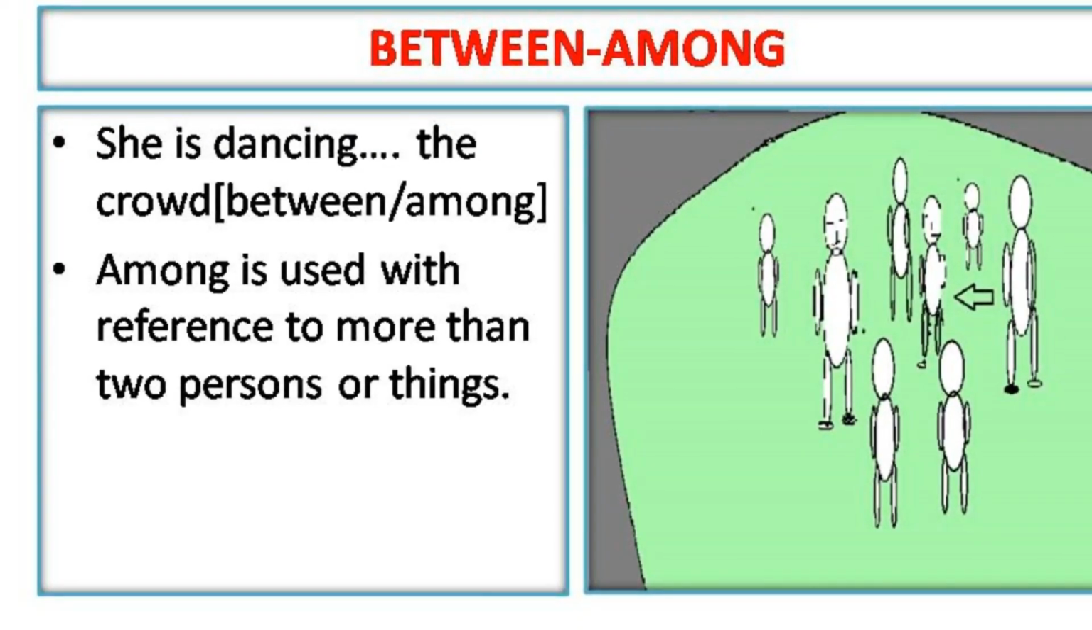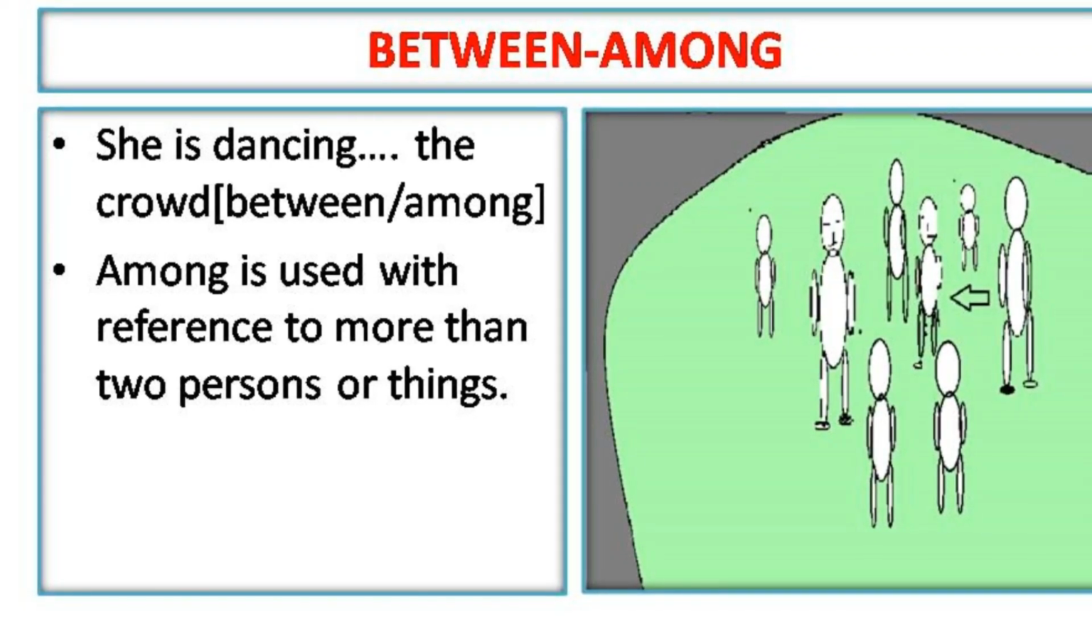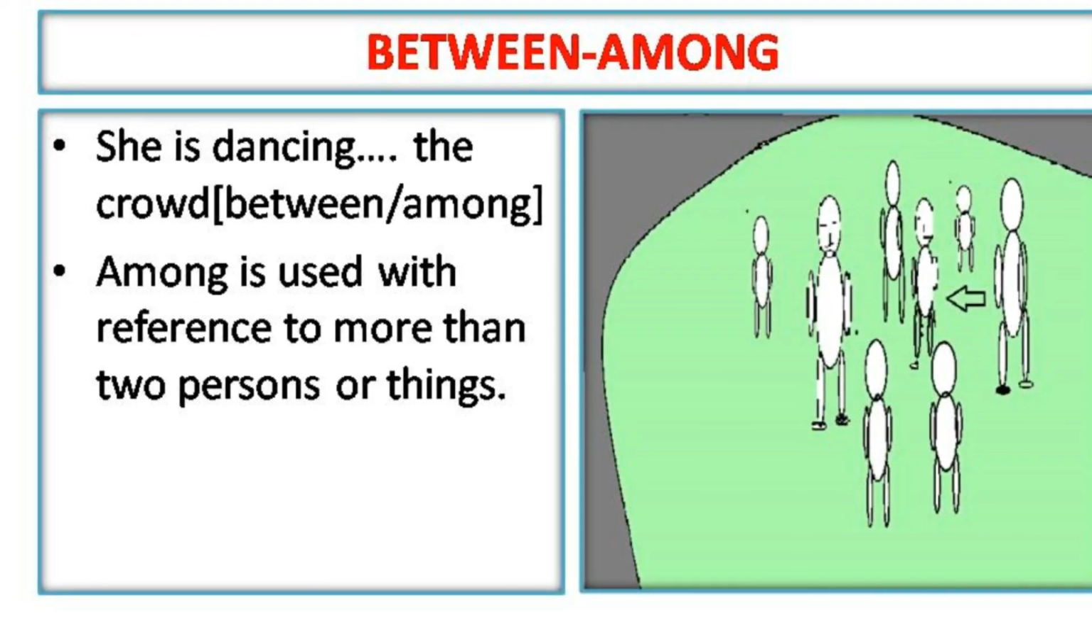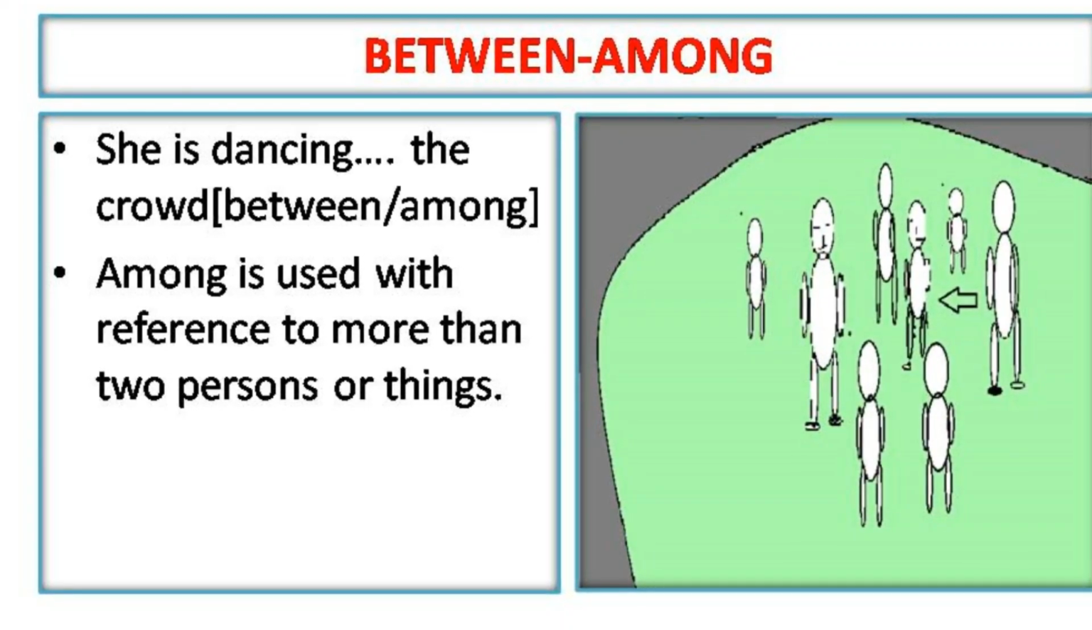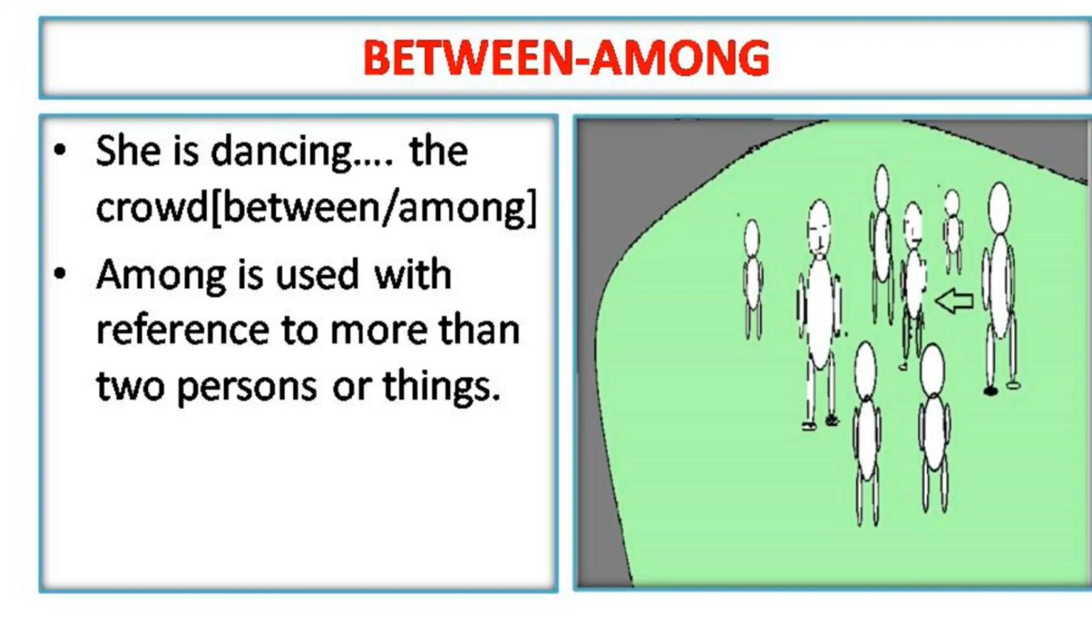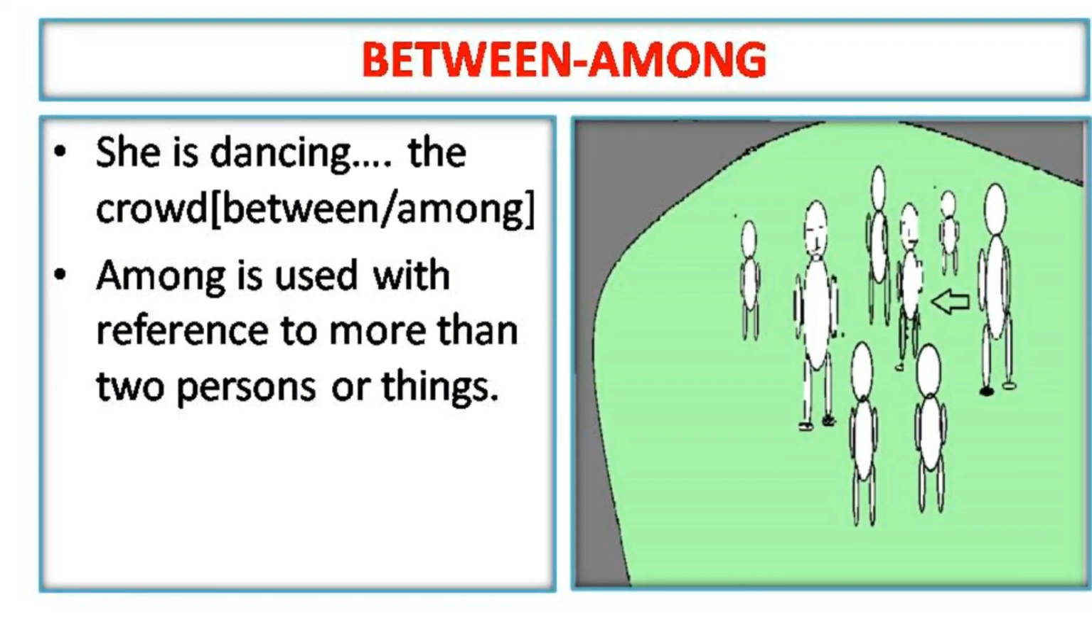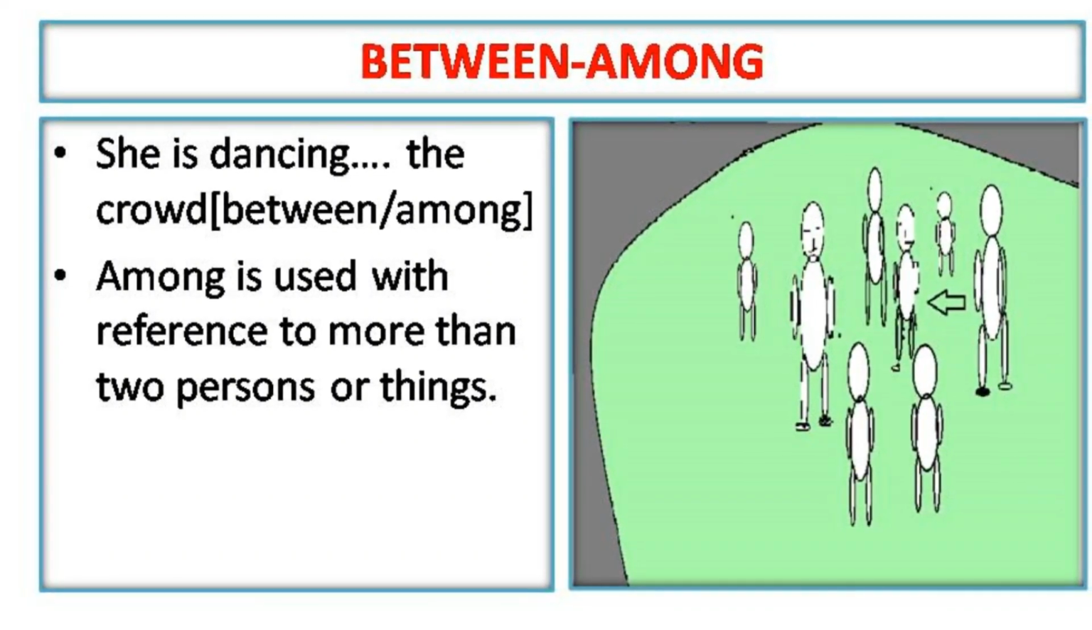Between or among. She is dancing dash the crowd. Between the crowd or among the crowd. Among the crowd. Among is used with reference to more than two persons or things.